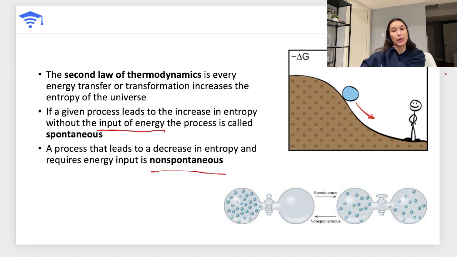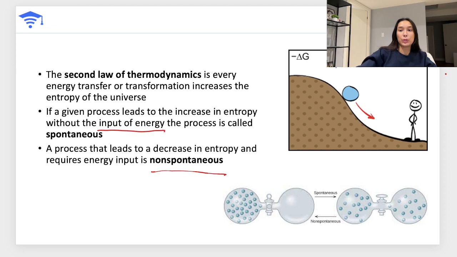So non-spontaneous, I like to think of it as a hill, and we're going to see the hill when we talk about activation energy. But you can think of a spontaneous reaction being, you have a ball at the top of the hill and you just need the ball to roll down. You don't need to input any energy in there. The ball's just going to roll down the hill on its own. Non-spontaneous would be something like pushing the ball up the hill. You need to put energy into that. It's not going to go on its own.